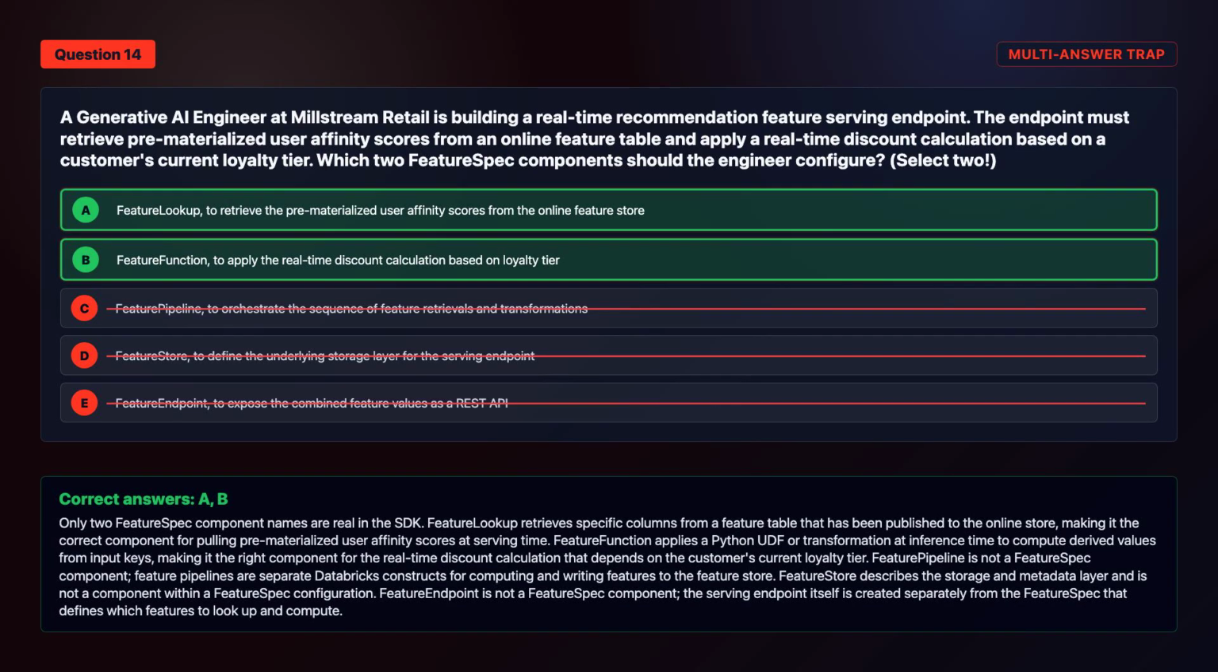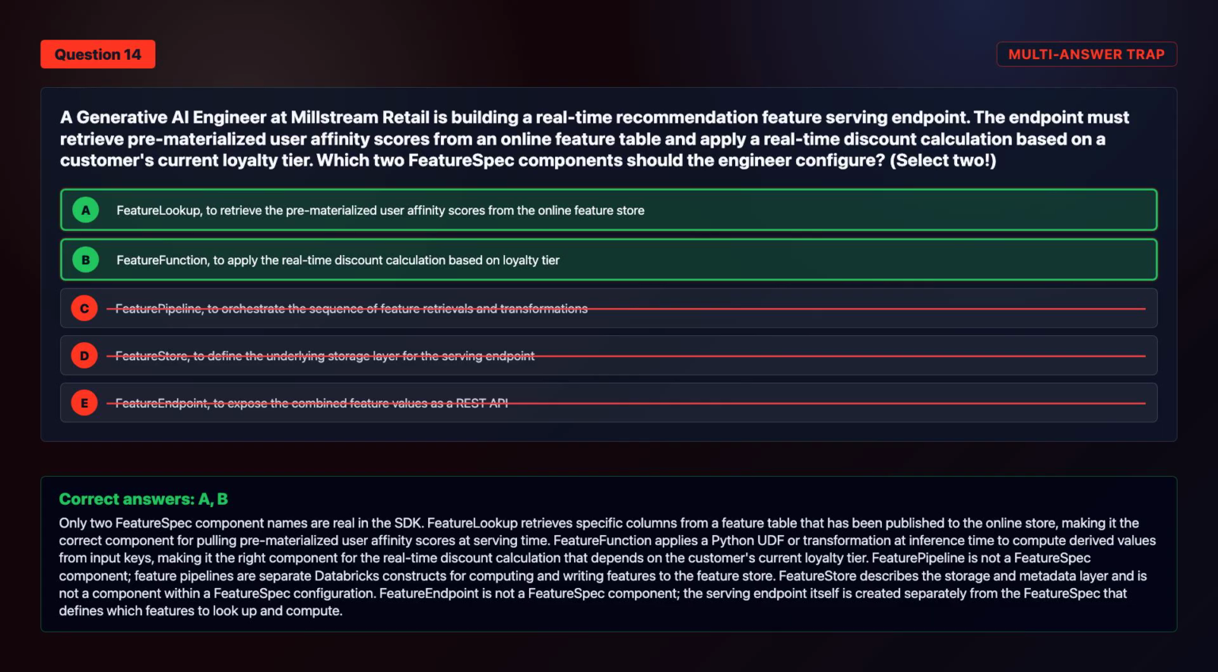The correct answers are option A and option B. Only 2 feature spec component names are real in the SDK. Feature lookup retrieves specific columns from a feature table that has been published to the online store, making it the correct component for pulling pre-materialized user affinity scores at serving time. Feature function applies a Python UDF or transformation at inference time to compute derived values from input keys, making it the right component for the real-time discount calculation that depends on the customer's current loyalty tier.